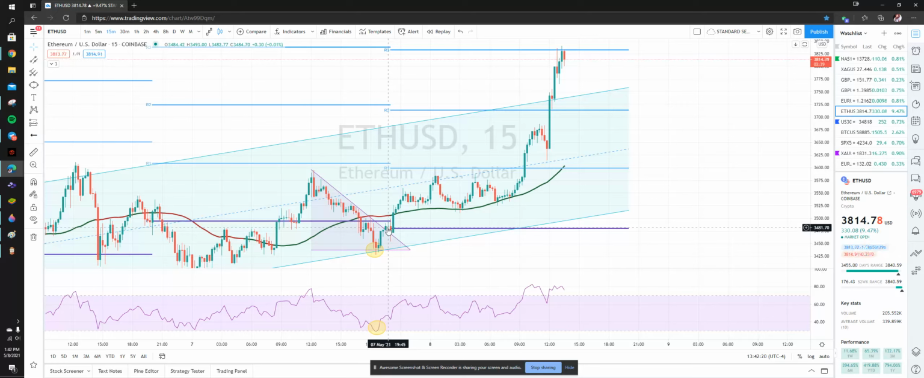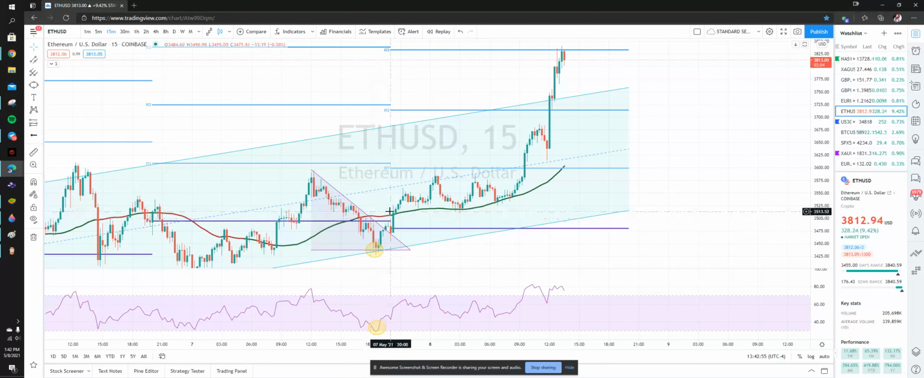Another confirmation that we use is if price crosses above the pivot point, then we're looking for a buy, and if price crosses below the pivot point, we're looking for a sell. So that was confirmation number 2. Confirmation number 1, it broke out of the trend line. Confirmation number 2, it broke above the pivot point. Confirmation number 3, price was oversold, so we knew that price was going to reverse and go up.